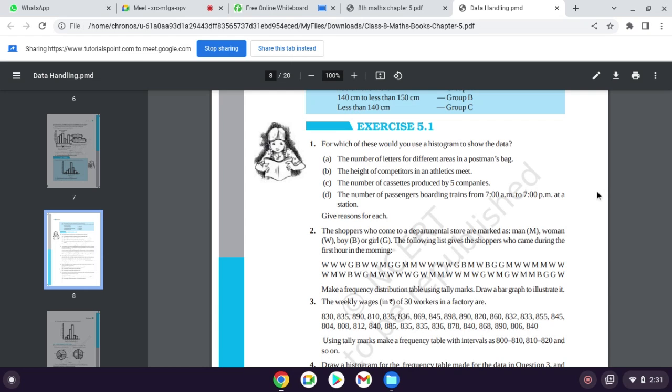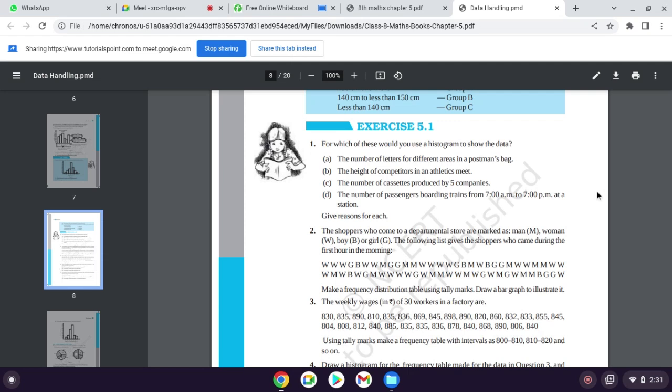The shoppers who come to a departmental store are marked as man M, woman W, boy B, or girl G. The following list gives the shoppers who came during the first hour in the morning. Okay. So we have to make a frequency distribution table using tally marks and draw a bar graph to illustrate. First mention the shopper, then the tally marks. Then write the frequency distribution by looking at the data. Then you have to make a graph.